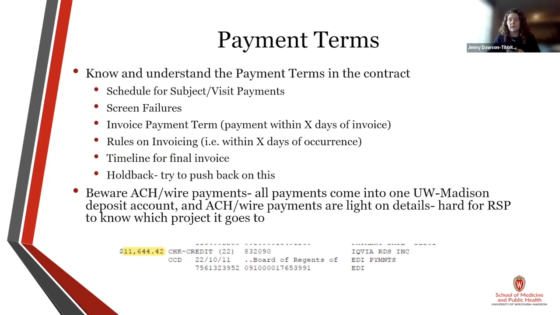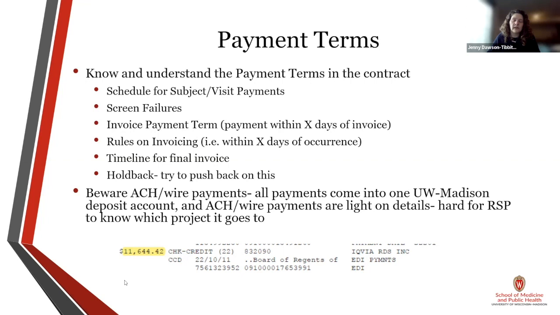If it was done and the study is still, 5 years later, maybe not, but if the study is still ongoing, we're still doing this work, it shouldn't matter. We did the work, they should pay us. So just be careful about that. And then timelines for final invoicing, holdback. We try not to accept holdback. Why should they get to keep some of our money?